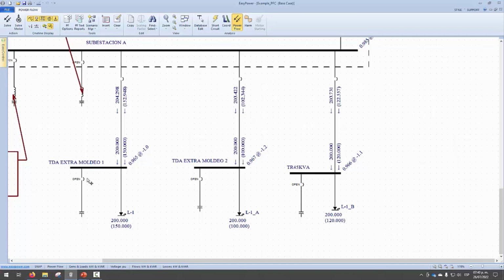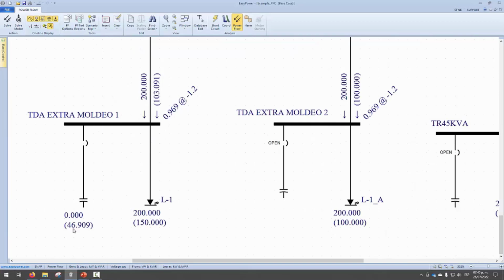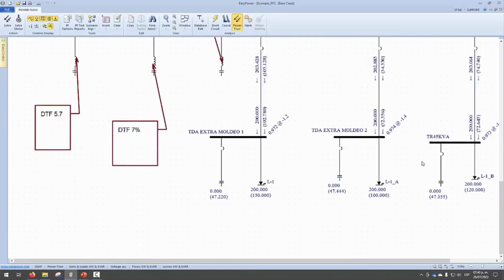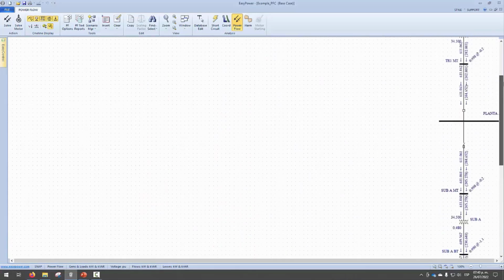Let's say that I choose this solution and I choose to compensate on every single load of the plant. So I add a capacitor, which is a 50 kVAR capacitor, and that's it. So what happens upstream?